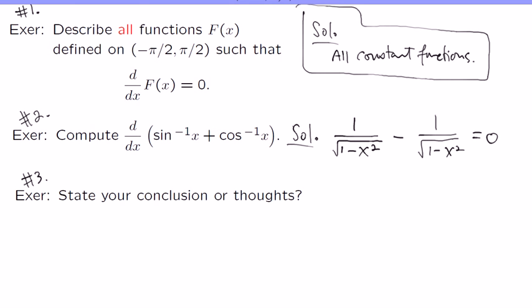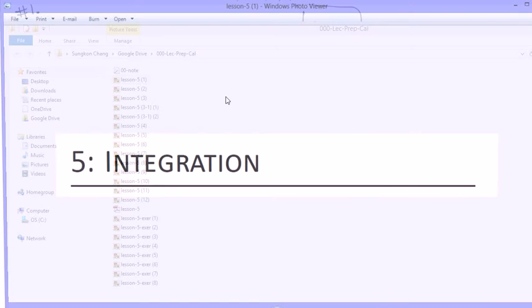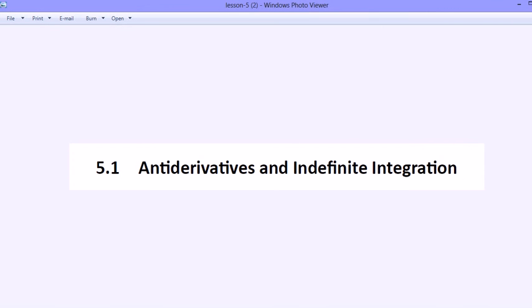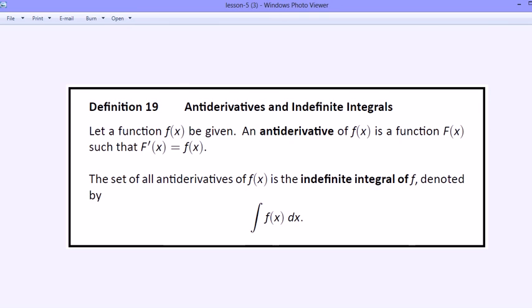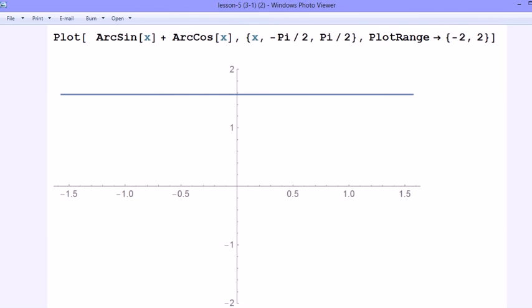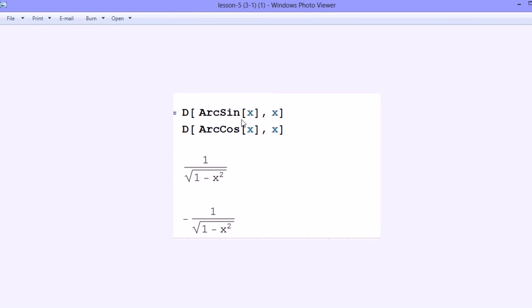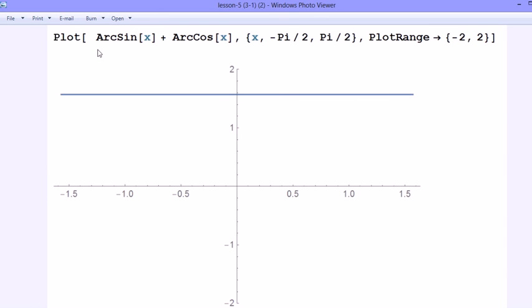So here's a picture of it. That's the derivative of sine inverse, and this is cosine inverse. So we add them, it's 0. And I actually sketched the arcsine plus cosine inverse, and what do you see? A horizontal line, which means it's a constant function.